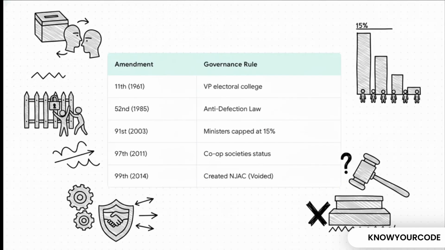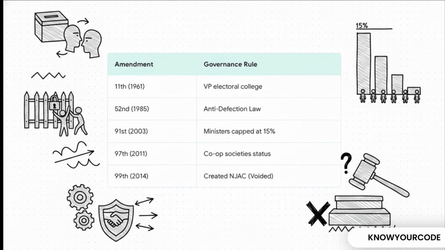We also have to look at the operational rules of politics, because they changed drastically too. The 11th changed how the vice president is elected. The 52nd introduced the absolute game changer, the anti-defection law, basically trying to stop politicians from endlessly party hopping after getting elected. The 91st tightened things even further, capping the number of ministers at 15% of the lower house so you don't get these massive, bloated cabinets.